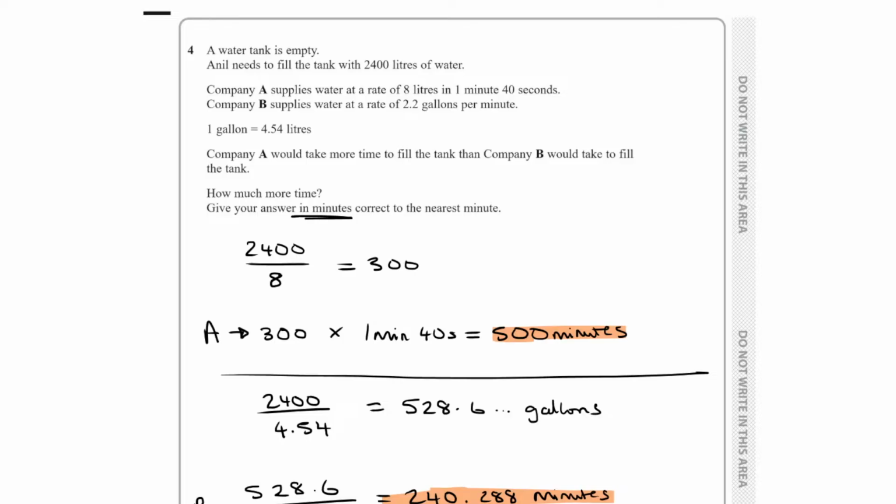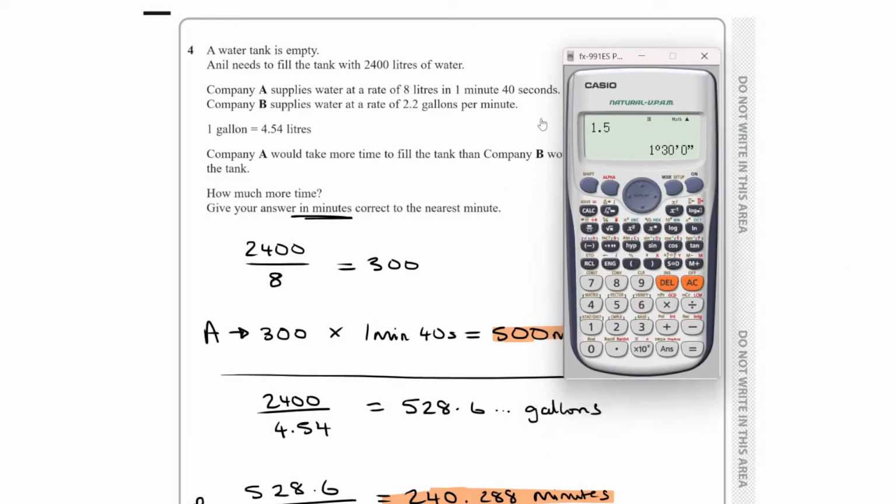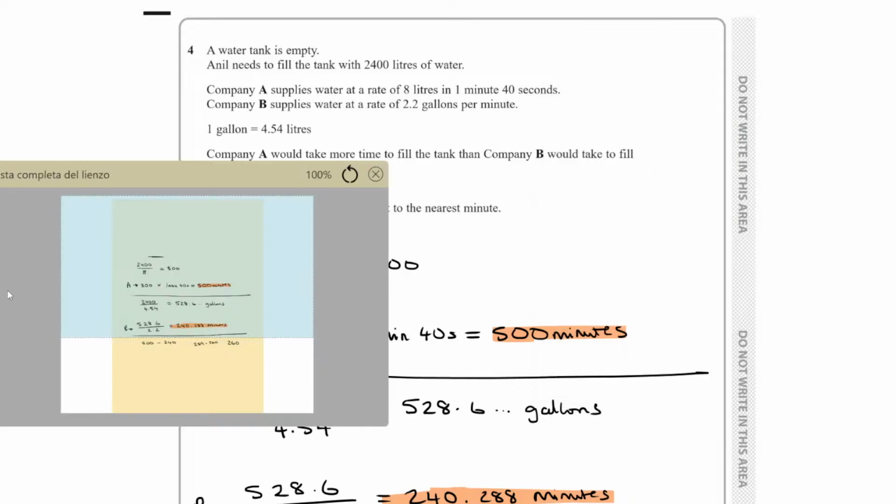Hang on, let me show you on the calculator here. So you're saying that you did 2.2 times the 4.54. So that gave you 9.988, which means litres per minute. And then you did 2,400 divided by that answer, the 9.9. You see how you've got the same answer as me? Let me scroll down so you can see it.